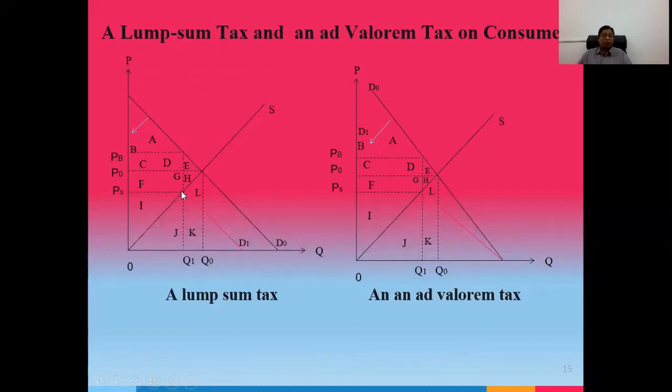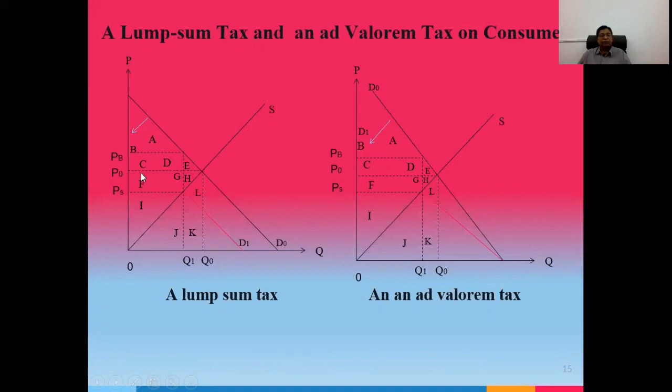Then the new equilibrium occurs at this point. Then equilibrium price is PS, equilibrium quantity Q1. Then this is the price paid by producers. This is the price paid by buyers. This is the price received by suppliers.